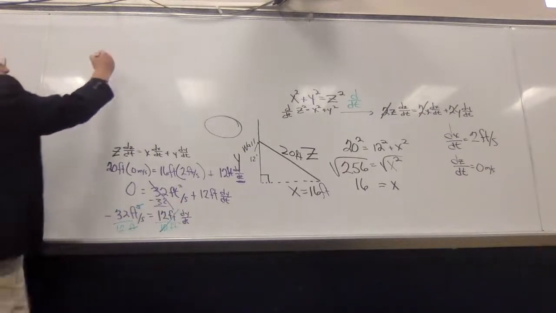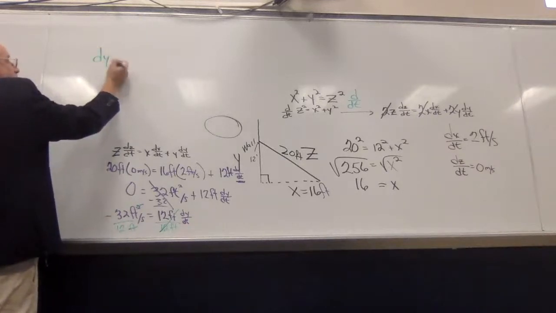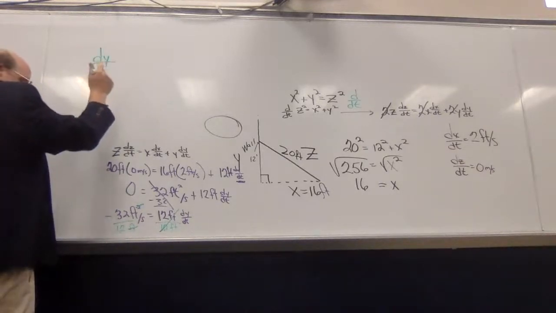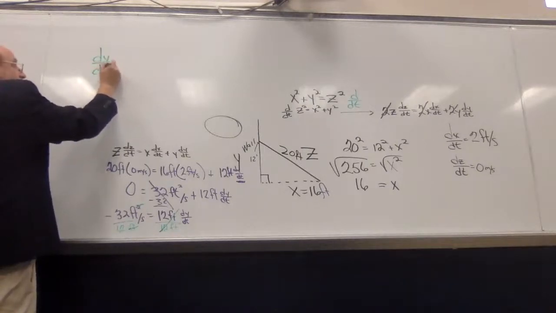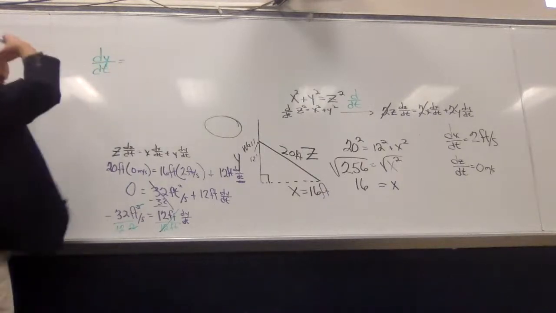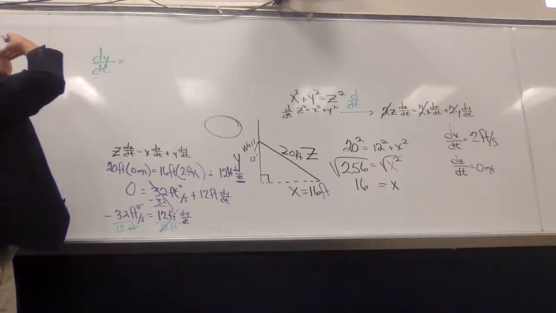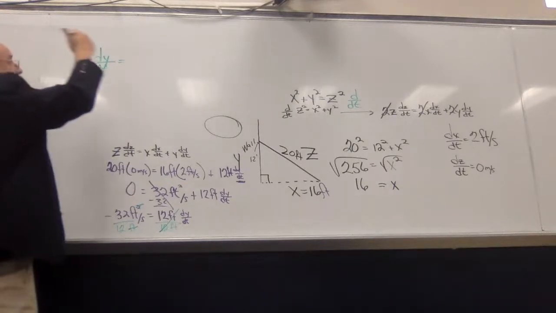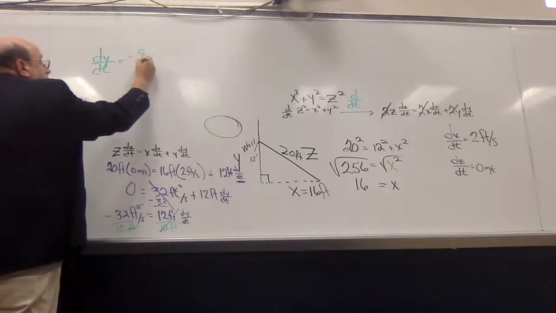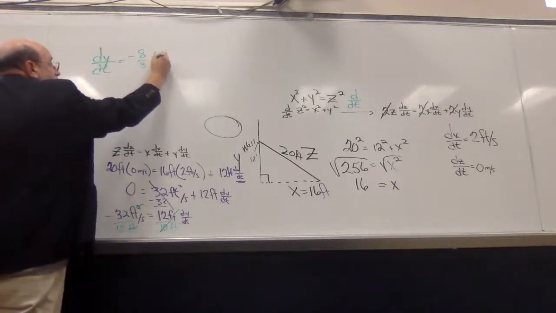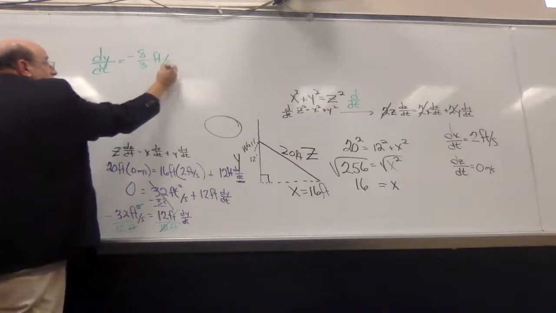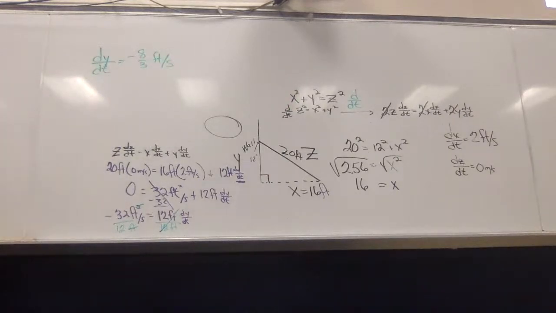So our answer, dy, the change in height per second, is going to be negative 8/3 feet per second. Isn't that 32 over 12? Yeah, that is. It was a long way to go just to get to that one spot.